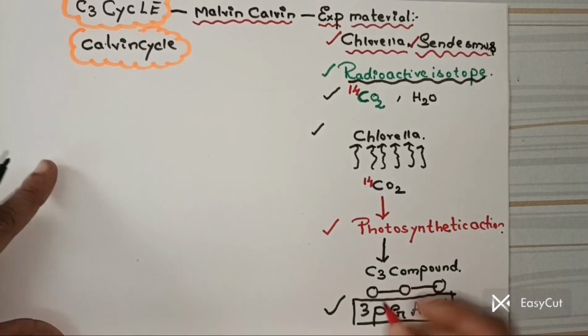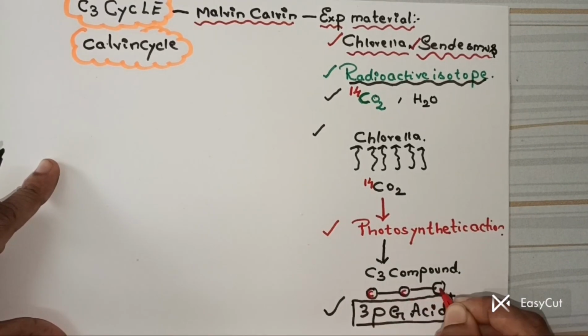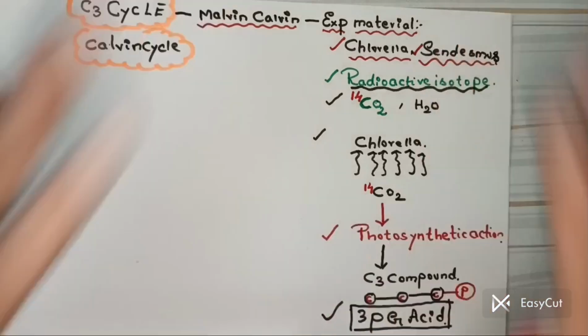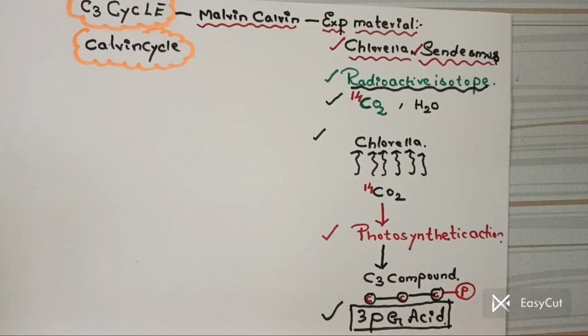This means it is a 3 carbon compound where the phosphate is present at the third position. That's why we call it 3PGA. It doesn't mean 3 phosphates are present in this 3 carbon compound. Is this okay? Let me revise it.